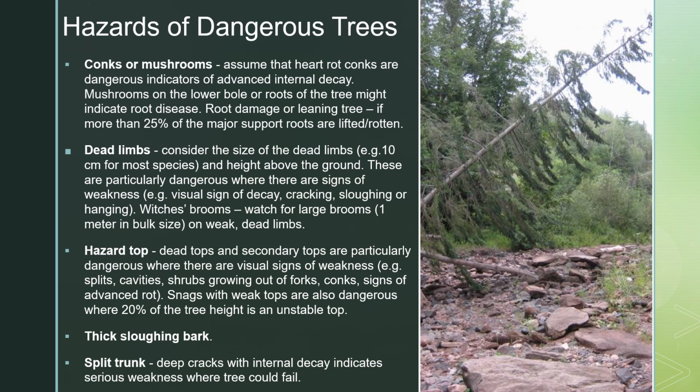Dead limbs. Consider the size of the dead limbs, for example 10 centimeters for most species, and height above the ground. These are particularly dangerous when there are signs of weakness. Examples are visual signs of decay, cracking, sloughing, or hanging. Witches' brooms. Watch for large brooms, one meter in bulk size, on weak, dead limbs.